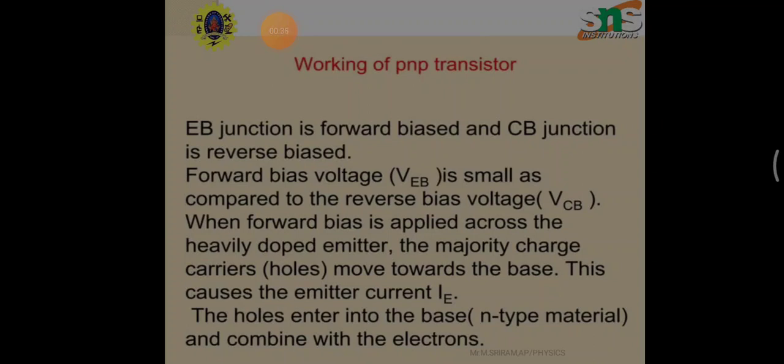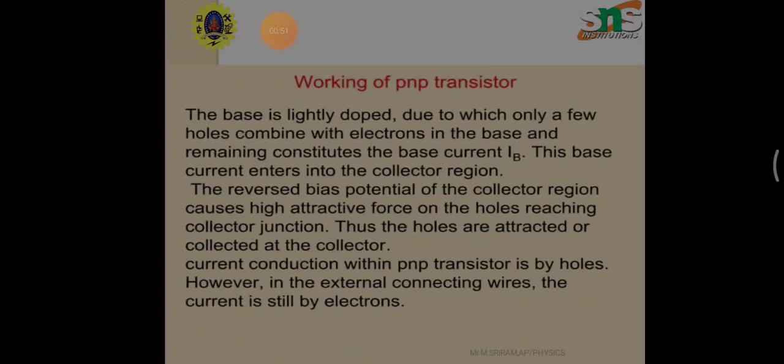The forward bias voltage is small as compared to the reverse bias voltage. When forward bias is applied across the heavily doped emitter, the majority charge carriers move towards the base, which causes the emitter current. The holes enter the base, which is n-type material, and combine with the electrons. The base is lightly doped, due to which only a few holes combine with the electrons in the base, and the remaining constitute the base current IB. The remaining holes enter the collector region.